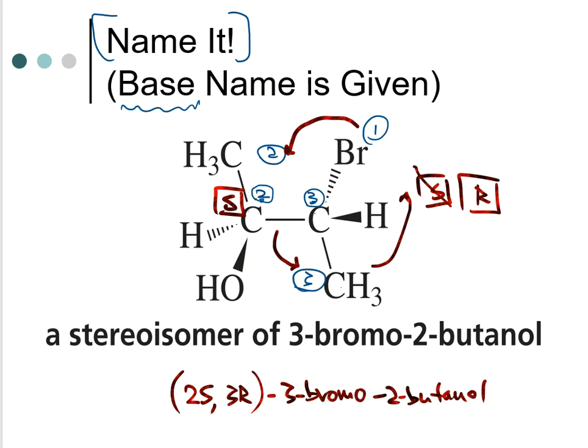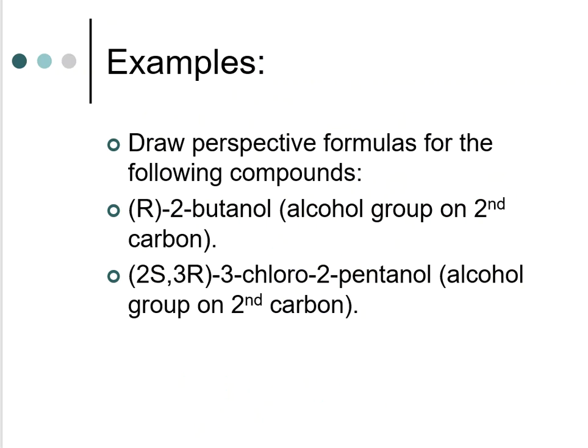So, let's do some more examples. We're going to start off little, and then we'll do another example that's a little bit more complicated. And we'll see if we can pull this off. So this example problem says, draw perspective formulas. Okay, perspective means wedge. That's what they want me to draw. Wedges for the following compounds: R-2-butanol and 2S,3R-3-chloro-2-pentanol.